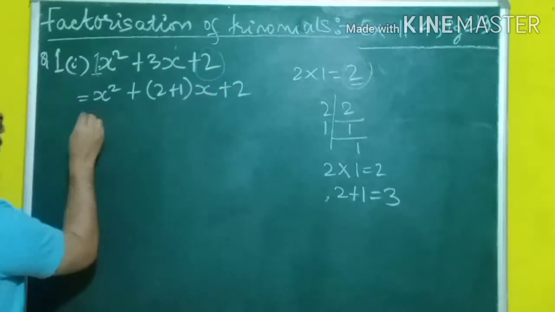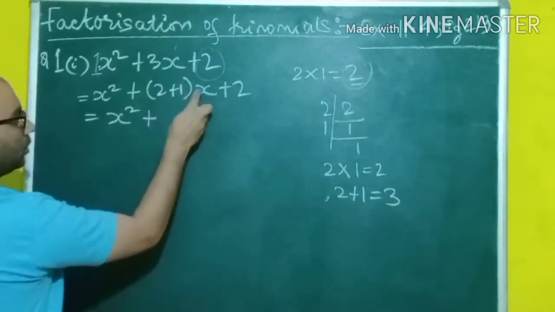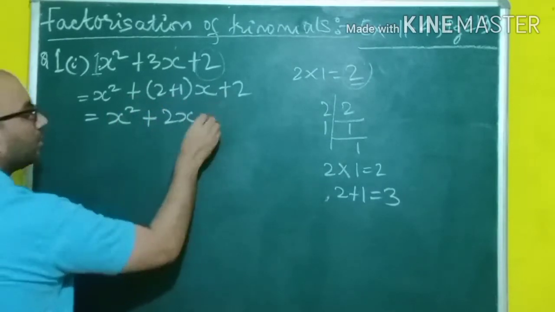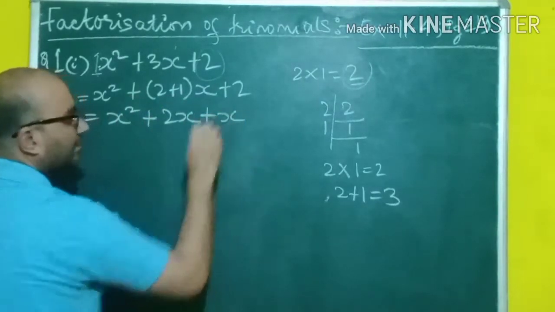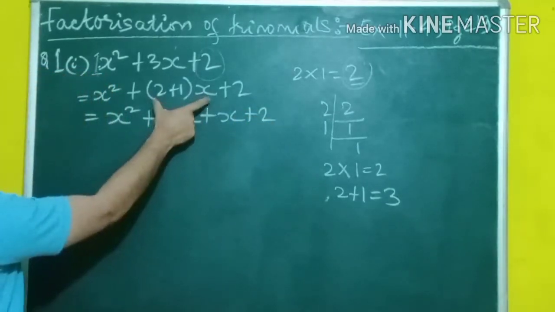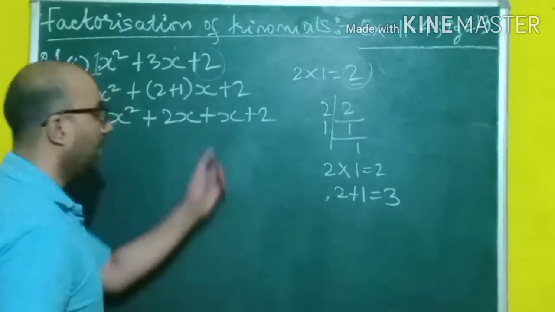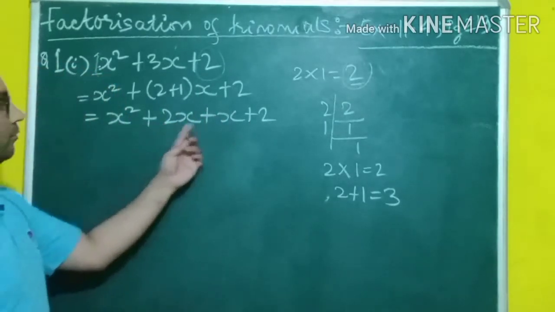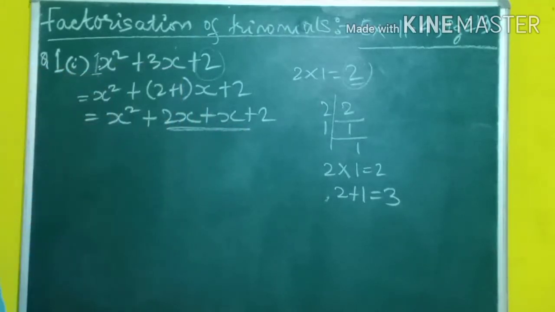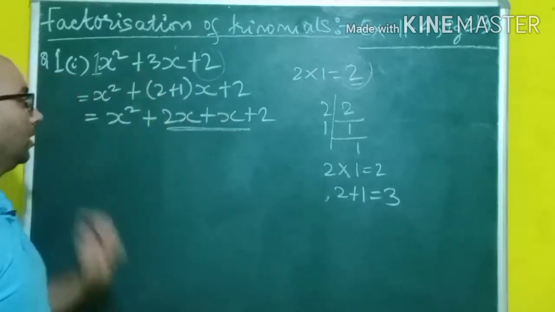Now we open the bracket. So what does this give us? x squared plus 2 into x gives us 2x, plus into plus is plus, 1 into x gives us 1x, or we can simply write x, plus 2. So we have opened the bracket here. 2 plus 1 times x gives us 2x plus x plus 2. If we add the middle term, you will get back the 3x. That means 2x plus 1x gives you 3x.